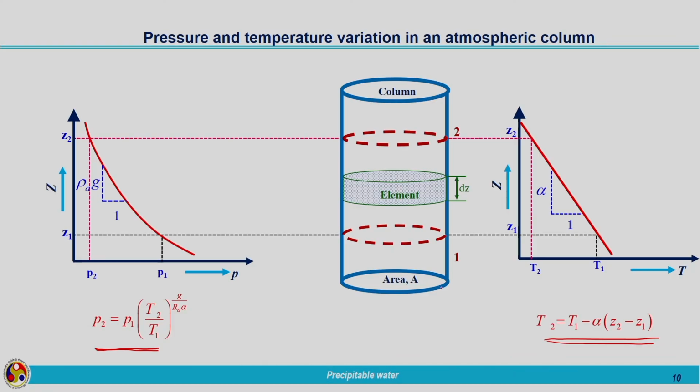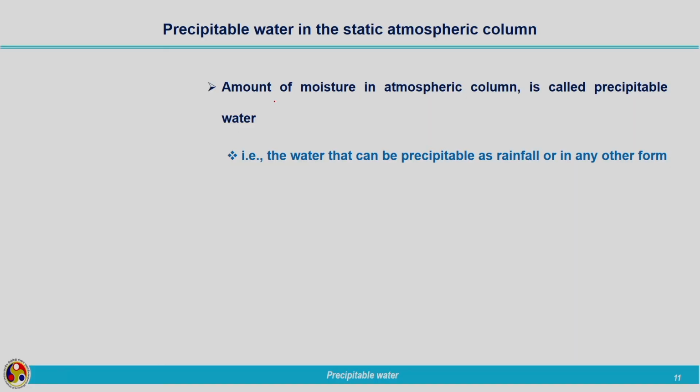Now, these relationships are required for us to quantify the precipitable water from an atmospheric column. We will make use of the same atmospheric column, and we need to understand how much is the mass of the moisture present in the atmospheric column, which will come onto the ground as precipitation. Precipitable water in the static atmospheric column, that is the amount of moisture in the atmospheric column, is what is termed the precipitable water.